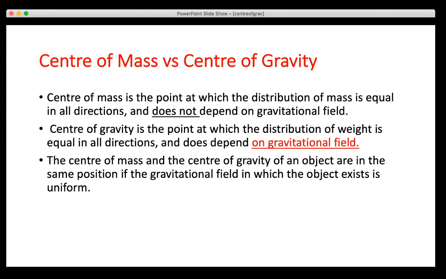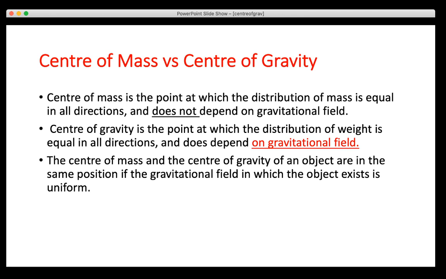The only difference between center of mass and center of gravity is the gravitational field. Center of mass has no dependence on the gravitational field. It will remain the same throughout, because if you are standing on the moon, no problem, center of mass remains the same. If you are standing on Earth, it remains the same. So this is the difference.